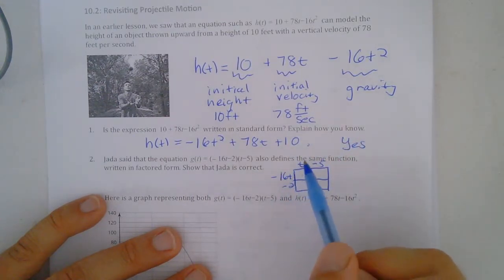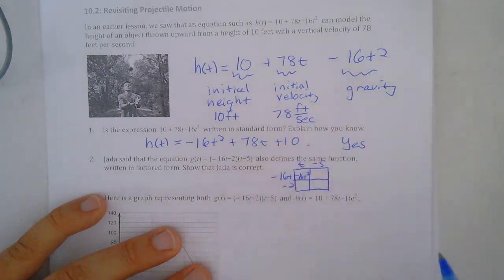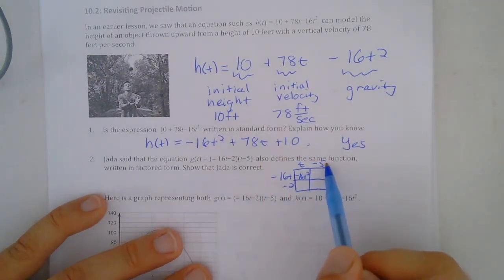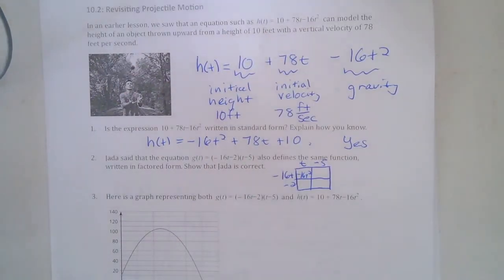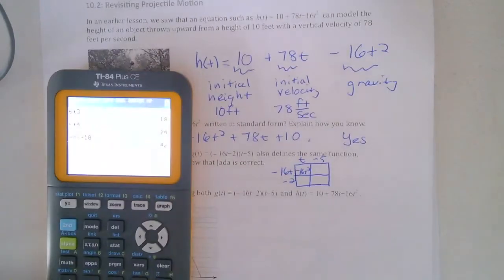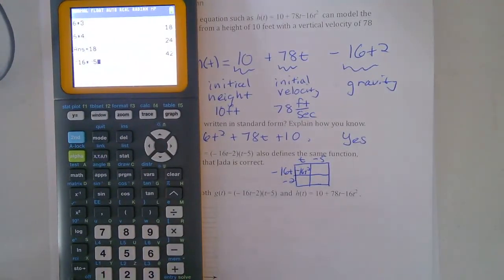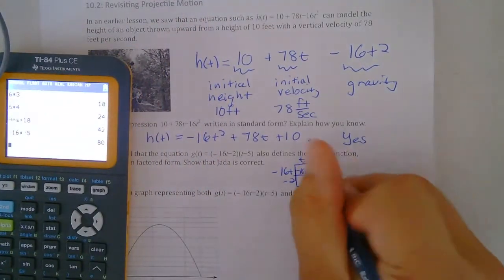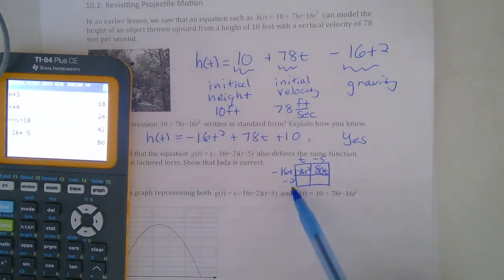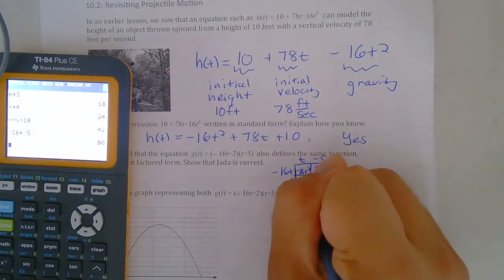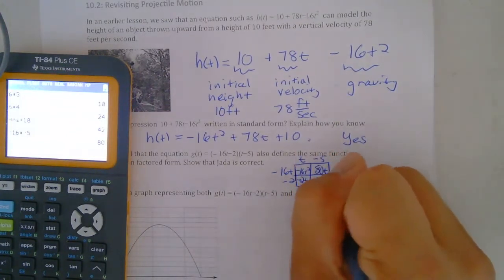So negative 16t times t is negative 16t squared. Negative 16t times negative 5. If you do here, negative 16 times negative 5, again, make sure you press the negative. So negative 16 times negative 5 gives us positive 80. And make sure you put the t. And then here, negative 2 times t would be negative 2t. And then negative 2 times negative 5 is 10.